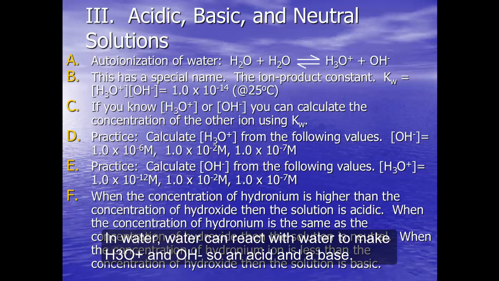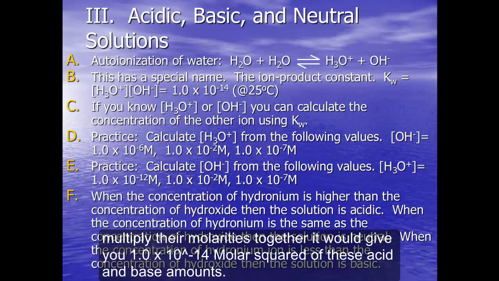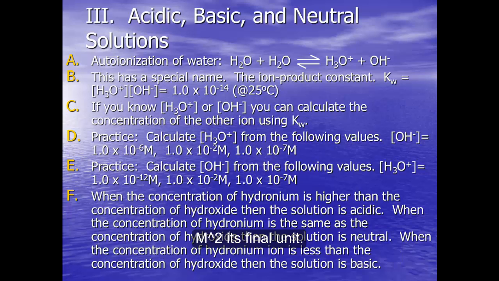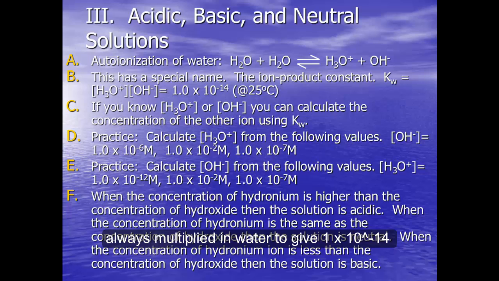In water, water can react with water to make H3O+ and OH-, so an acid and a base. You'll always have a small amount of that taking place in water. Not a lot. If you were to take the concentration of both the acid and the base and multiply their molarities together, it would give you 1.0 times 10 to the negative 14th, molar squared. It's the final unit. So if you know how much acid you have in the water or how much base, you can use it to calculate the concentration of the other ion, because they always multiply in water to give 1.0 times 10 to the negative 14th.